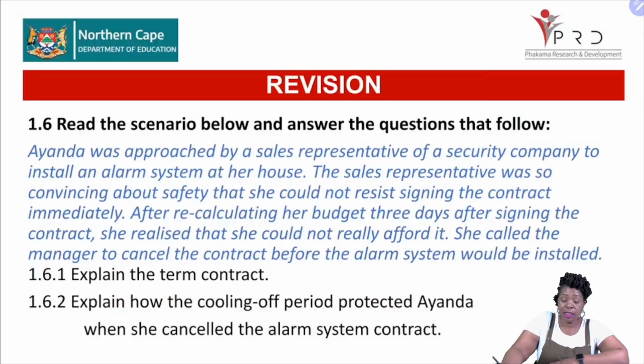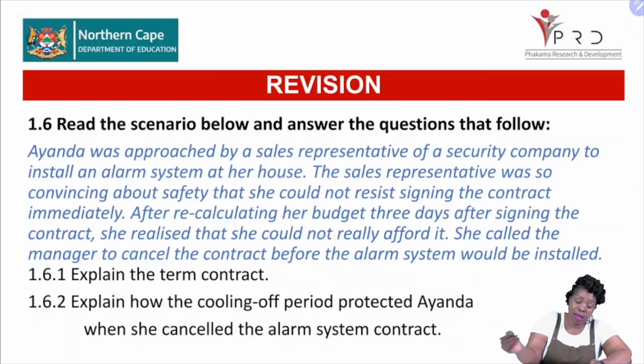After recalculating her budget, 3 days after signing the contract, she realized that she could not really afford it. She called the manager to cancel the contract before the alarm system would be installed. So before we go to the questions, let's look at this scenario. It says Ayanda was approached by a sales representative. So this is what we call, learners, direct marketing.